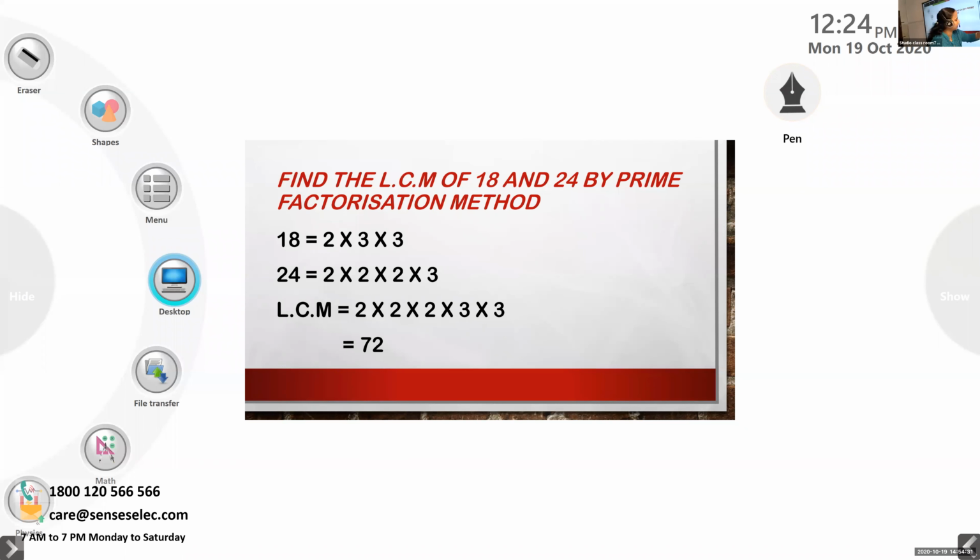Okay, let me check whether I can show you that. Agni, can you see the screen now? Yes, ma'am.